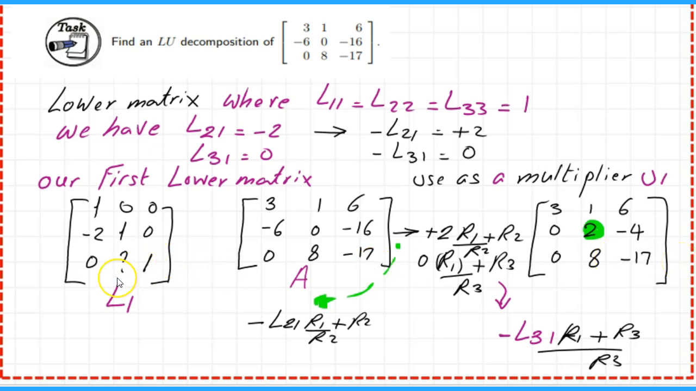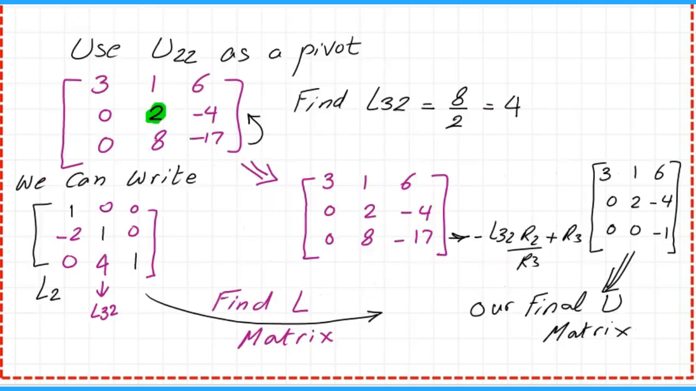In order to get the L32, we need to create a pivot. This is a pivot. We divide this by this and change the sign in order to let this equal to 0 and to reach the final upper matrix. We'll move to the next slide.